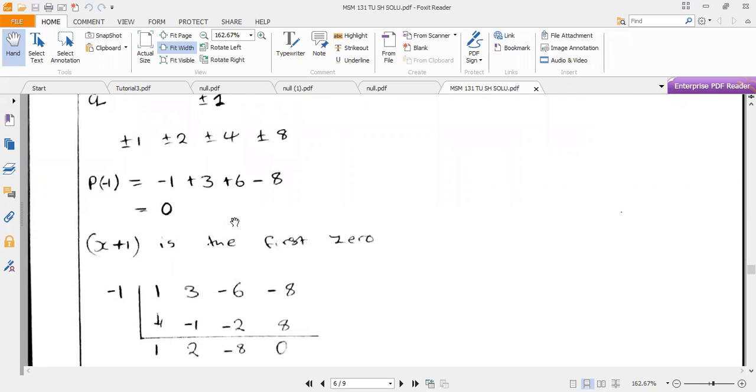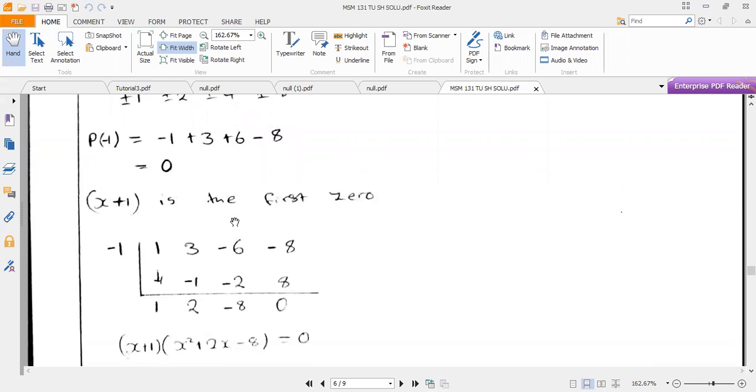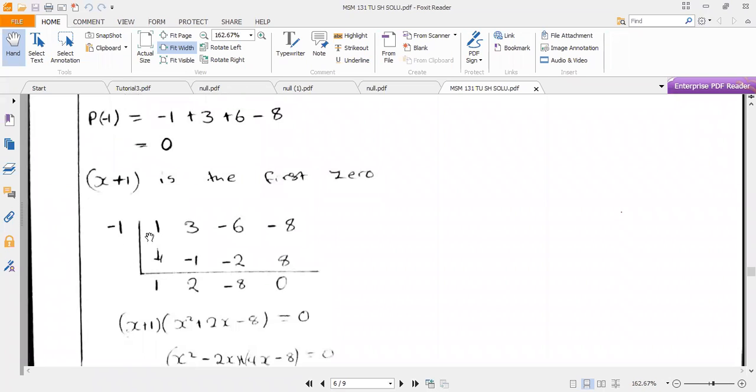After you find the first factor, now use synthetic division so that it can help you find the other factors. Since we put in negative 1, we put negative 1 here. We drop a 1. 1 times negative 1 is negative 1, 3 plus negative 1 is positive 2. Negative 1 times 2 is negative 2, negative 6 plus negative 2 is negative 8. Negative 1 times negative 8 is 8, so you get a 0. So it even proves here that it's a factor.